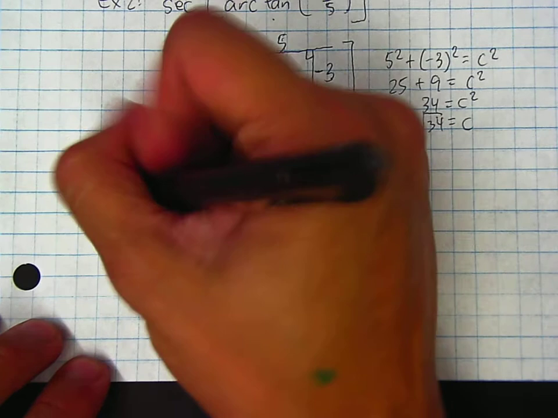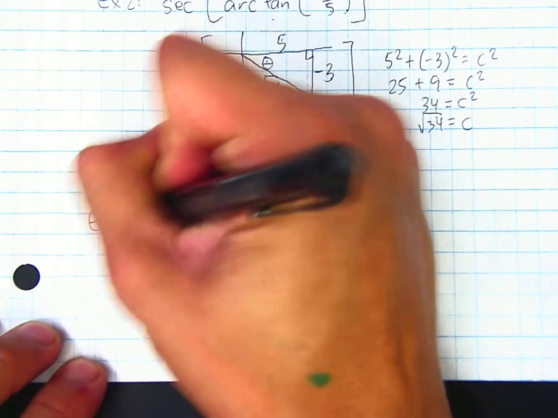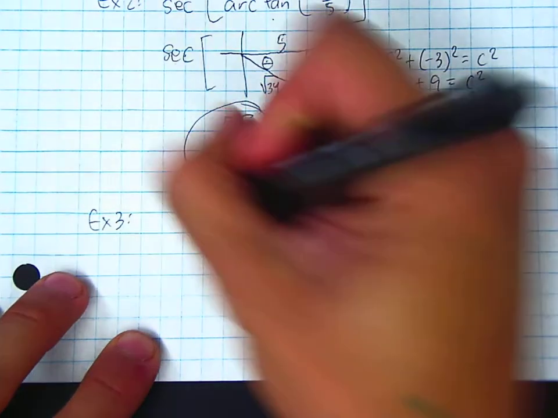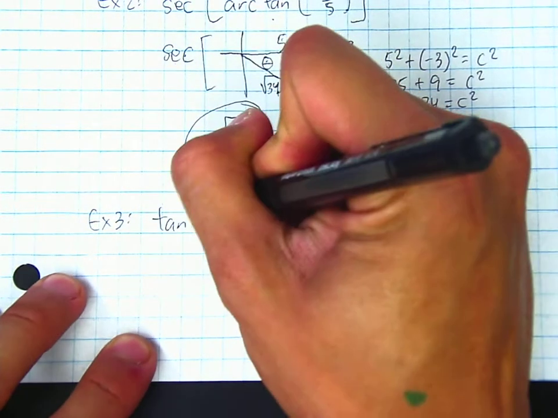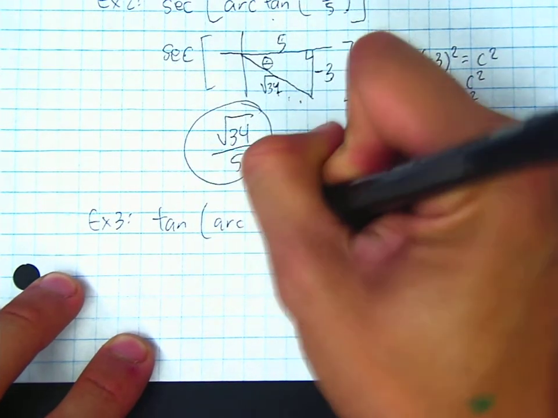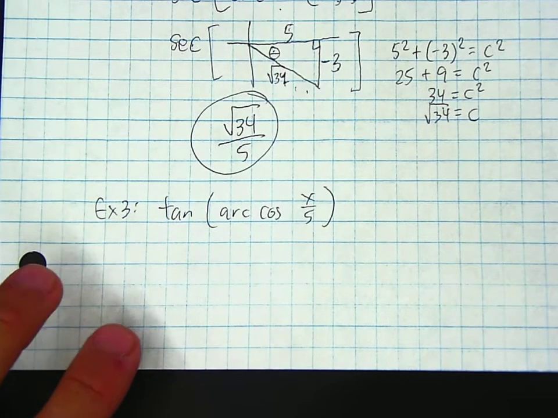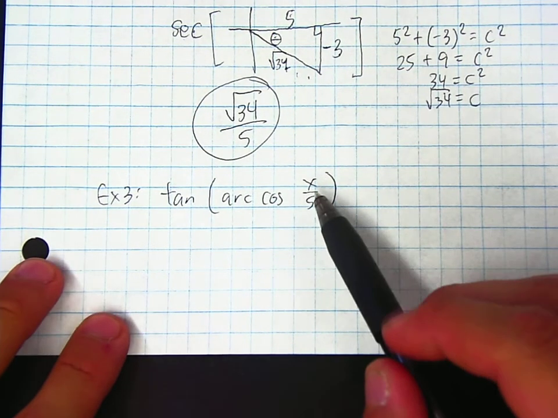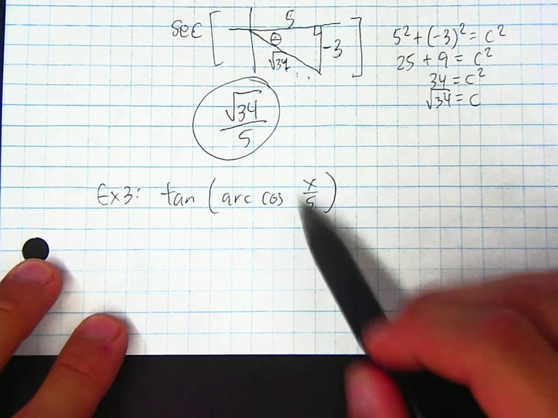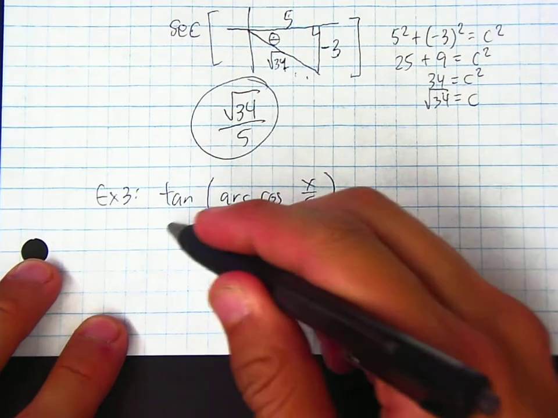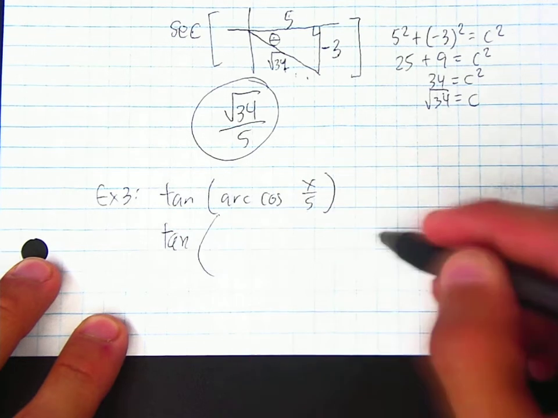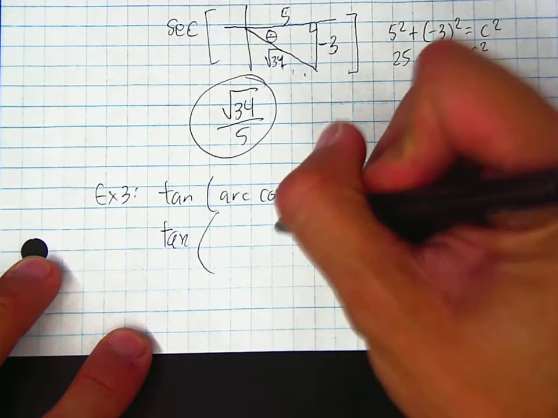Okay. Last one. Let's do one with a variable. So now I'm going to find the tangent of the arc cosine of x over 5. Okay, so again, I don't know what angle arc cosine of x over 5 is. So therefore, I'm going to just draw a triangle to represent arc cosine of x over 5.